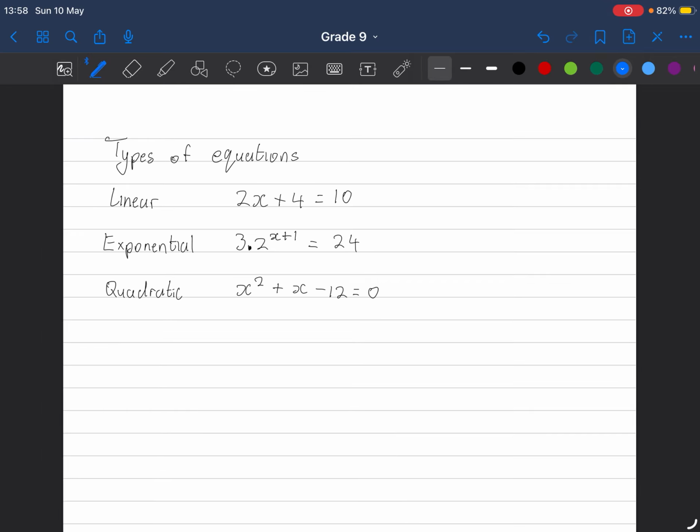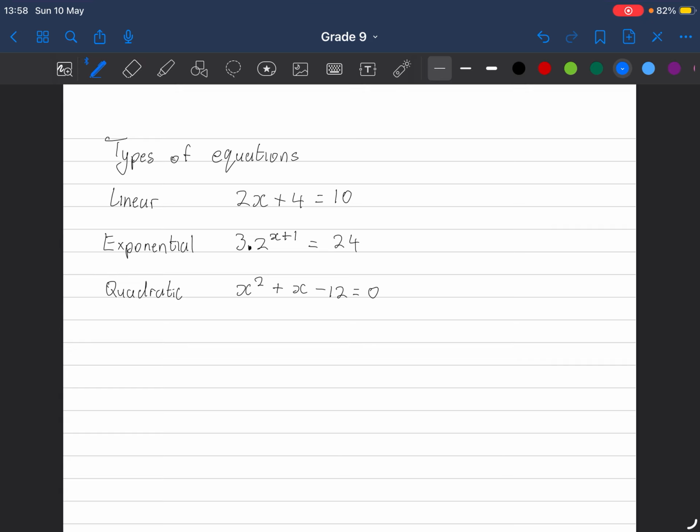Alright, for this we're gonna start talking about equations. For our grade 9 level, we're gonna focus on three types of equations: linear equations, exponential equations, and quadratic equations. This video is only gonna focus on linear equations of varying difficulty.